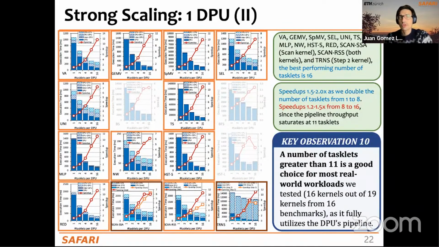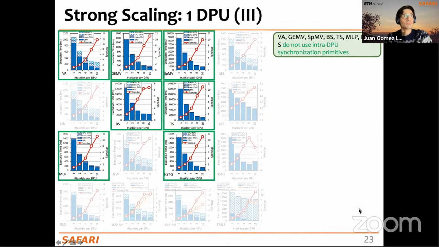So the key observation here is that a number of tasklets greater than 11 is a good choice for most real-world workloads, in particular for 16 kernels out of 19 kernels from the 16 benchmarks. And observe that we have 19 kernels because in some of the benchmarks, actually these 3 benchmarks, we have 2 kernels in each of them. So that's why we talk about 19 kernels here.